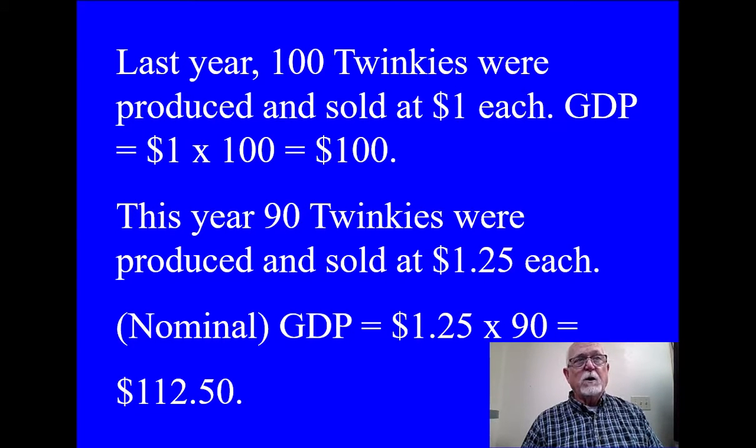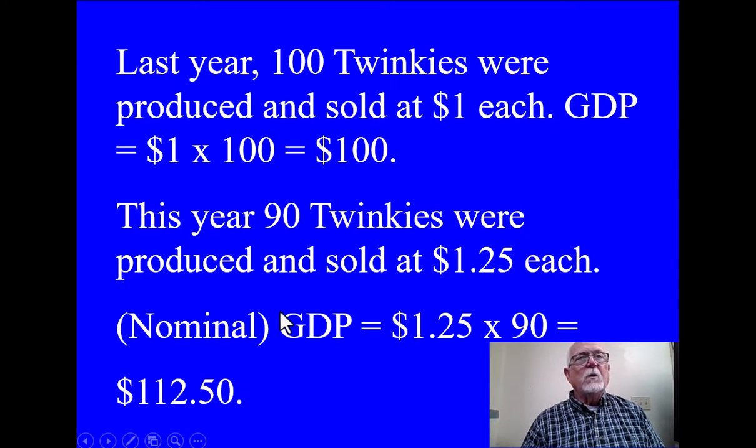This year, for whatever reason, fewer Twinkies were produced, 90, but the price went up. Well, that's kind of supply and demand. And since we're talking about one product, 90 times $1.25, that's 112 and 50 cents, $112.50. Well, just in nominal GDP terms, so these both are nominal GDPs for the previous year and the current year, year one, if you will, and year two. It doesn't necessarily have to be consecutive.